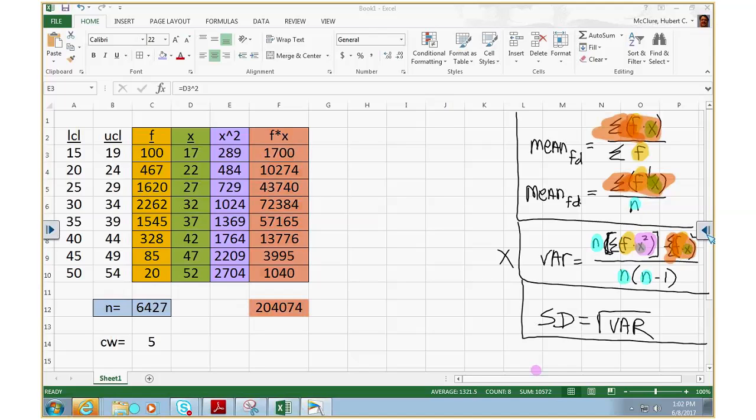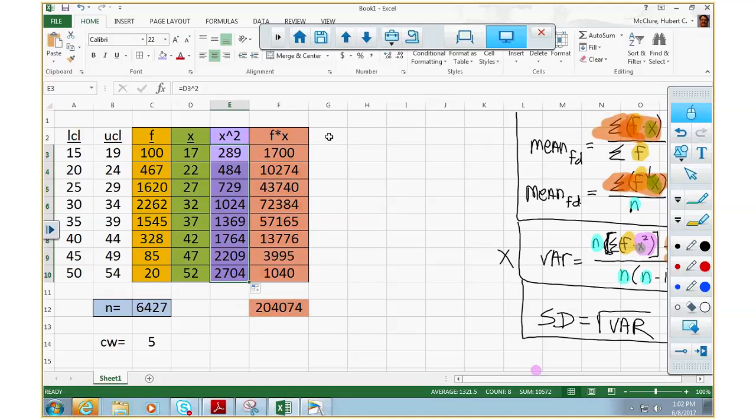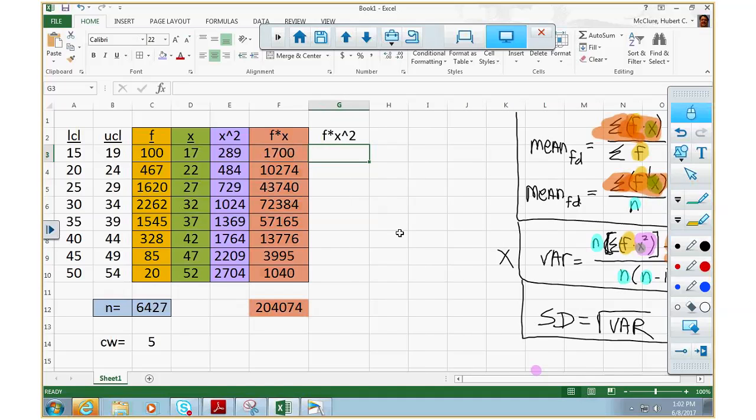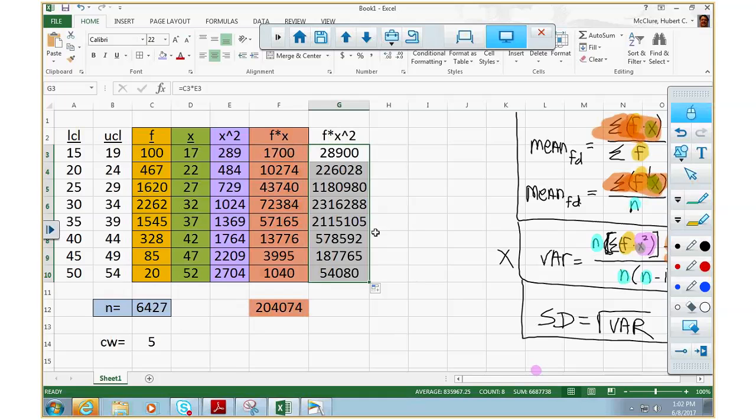So I go over here and add another column. And this is my last column I have to add. F times x squared. You might want to make it a little bit wider column. And that's going to be equal to F times x squared. Be careful on what columns you pick, especially if you're working with Excel. Copy that down. And now you have this summation.